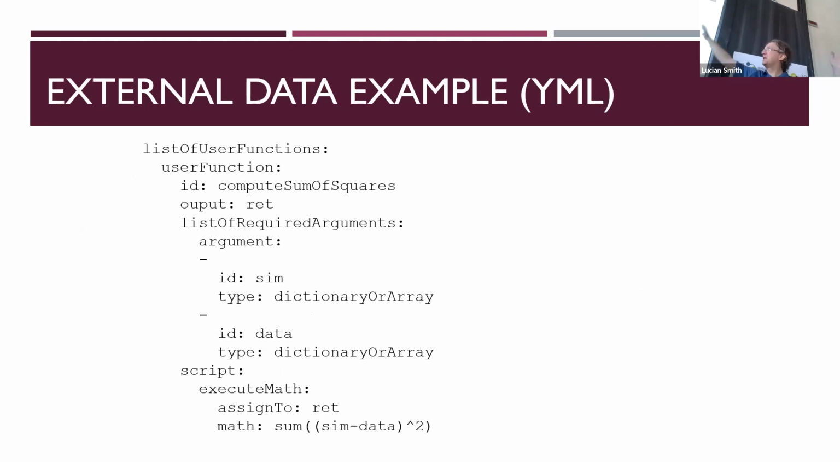The user function might look something like this. Here it is in YAML. I might send it sim data, like simulation data, and external data, and then return the result. Both of these are arrays, and then I just subtract them, take the sum of the squares, and return the sum of the squares as a possibility.